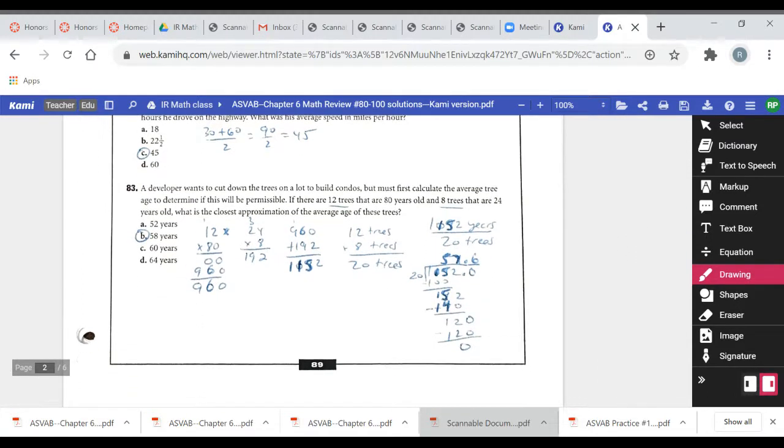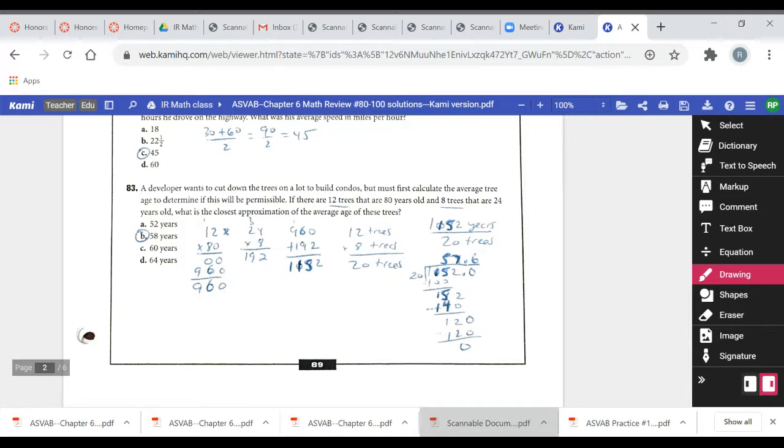All right, on 83, you have to be careful with the information being given. This one is talking about some trees, and it says there are 12 trees that are 80 years old, 8 trees that are 24 years old. What's the closest approximation of the average age of the trees? So I multiplied 12 times 80 to get the overall total age for those first 12 trees. Then I multiplied 8 times 24 to get 192, and that's the total age of those 8 trees.